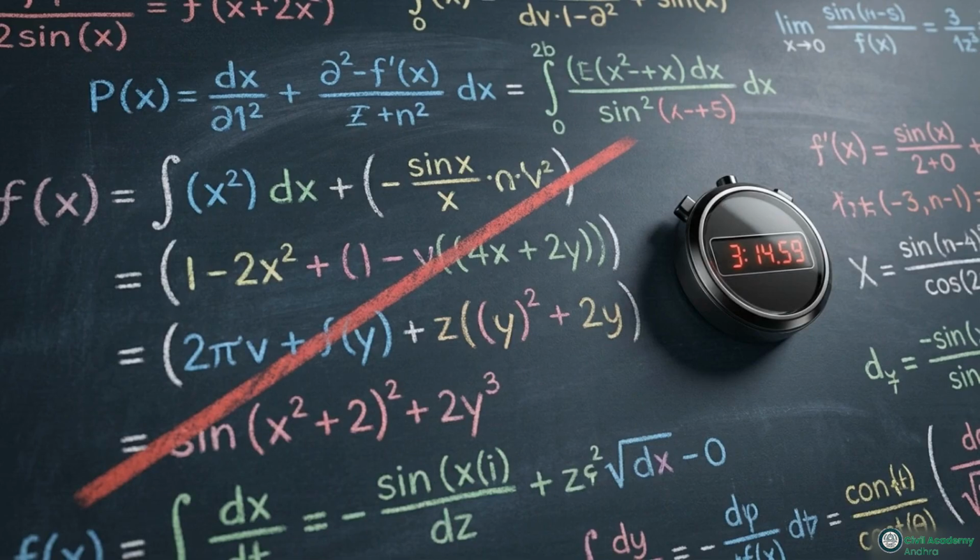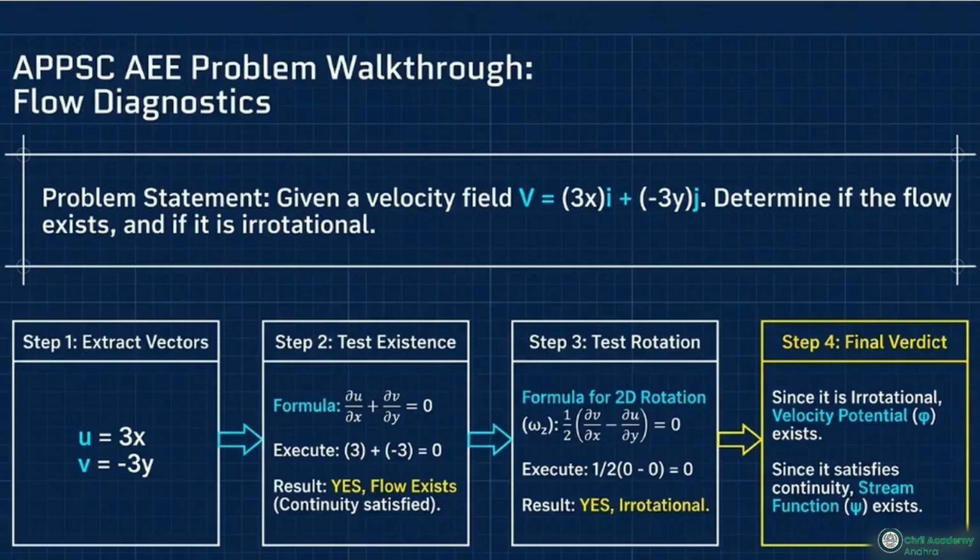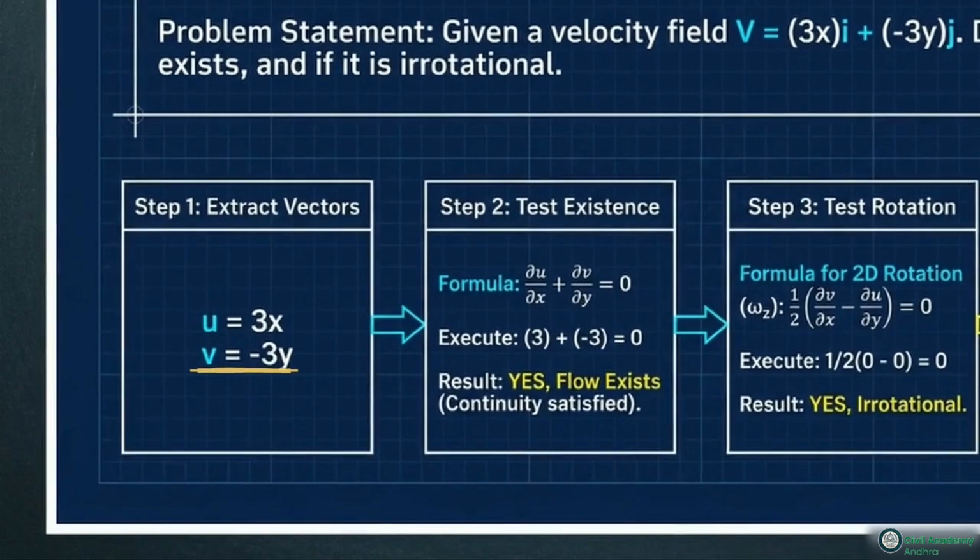Let's look at the solution. This flowchart walks through the exact problem we just looked at. In step 1, we extract u as 3x and v as negative 3y. In step 2, we test for continuity. The derivative of u with respect to x is 3. The derivative of v with respect to y is negative 3. Add them together and you get 0.